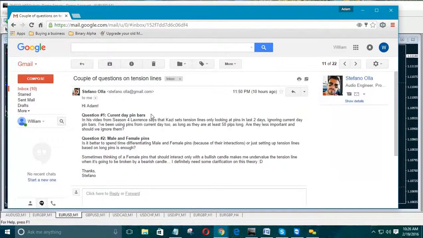Stefan says, current day pin. In his video from season 4, Larry says that Kazi sets tension lines only looking at pins in the past 2 days, ignoring current day pins. I've been using pins from current day too, as long as they're at least 50 pips long. Are they less important? And should we ignore them?